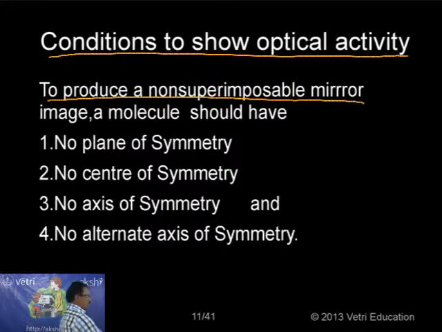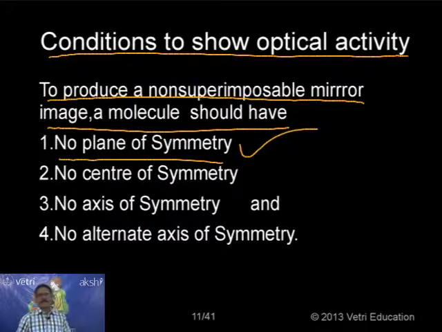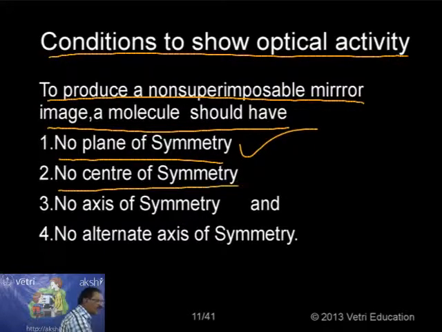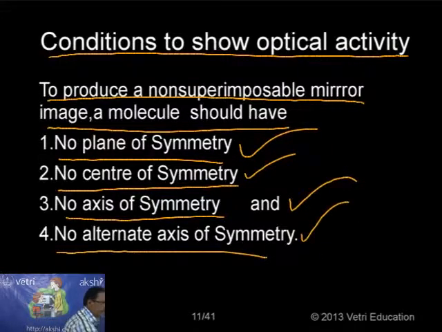To produce a non-superimposable mirror image, your molecule should have: 1. No plane of symmetry. 2. No center of symmetry. 3. No axis of symmetry. And finally, no alternate axis of symmetry. If a molecule produces a non-superimposable mirror image, it will be optically active. So to be optically active, a molecule should have no plane of symmetry, no center of symmetry, no axis of symmetry, and no alternate axis of symmetry.